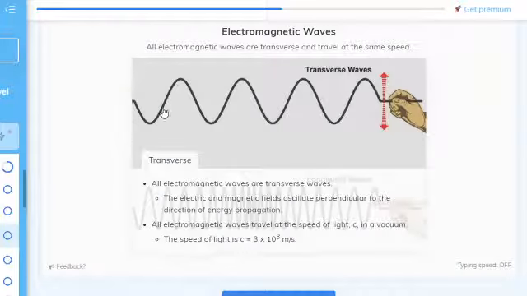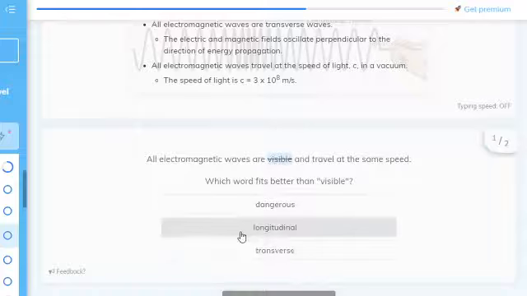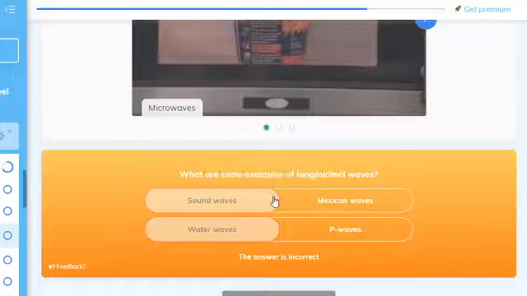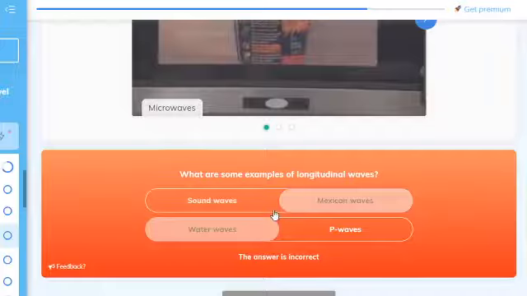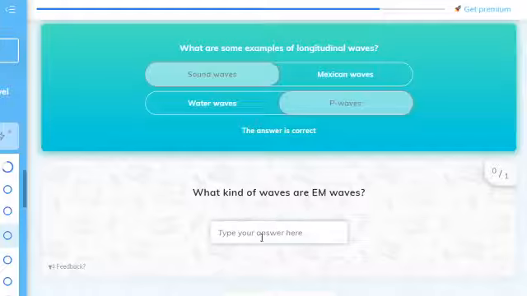Simple. Transverse waves, obviously we've been through this, speed of light, 3 times 10 to the 8. There isn't really much there that you need to know. All electromagnetic waves are transverse and travel at the same speed. What are some examples of longitudinal waves? Not water waves and Mexican waves; longitudinal is the compression. What kind of waves are EM waves? Transverse.